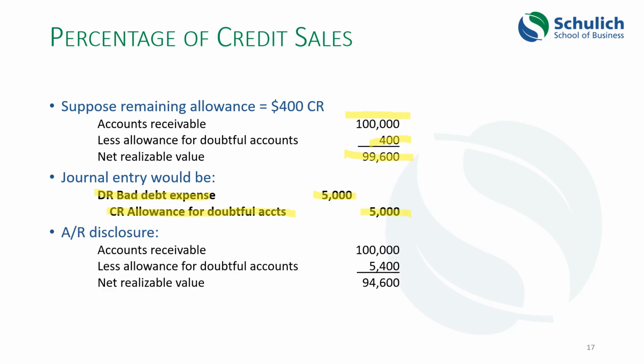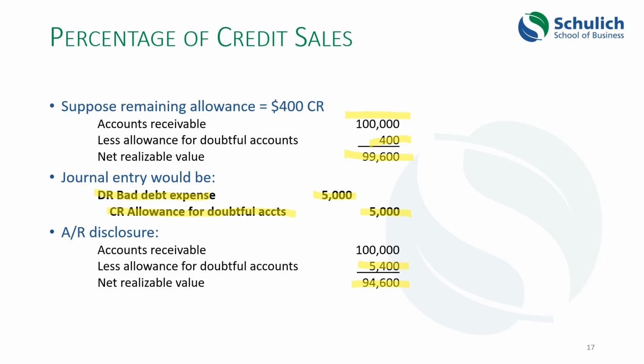What's the impact going to be? Well, the AR disclosure on the balance sheet is going to be 94,600. Why? Because we had $400 in there already, and we added $5,000 to it, and we're going to get a figure of $5,400 as our allowance for doubtful accounts, giving us a net realizable value of 94,600. So again, on the balance sheet, the only amount that we're showing is the 94,600, the net realizable value.